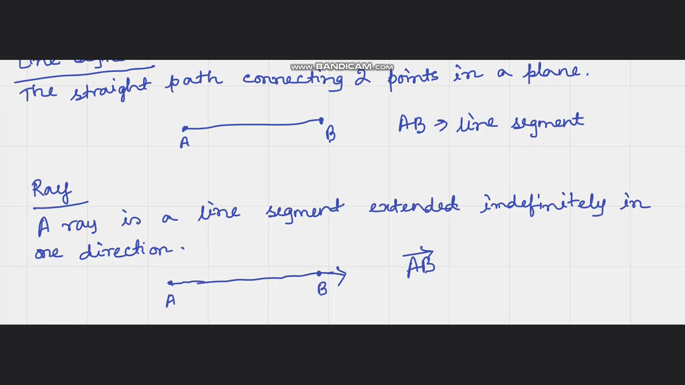Look at the difference from the line segment. A line segment is just a line, so we can denote it with AB, or we can also put a line on top of it, but to denote a ray, we have to use the arrow symbol so that we can understand that this is a ray.